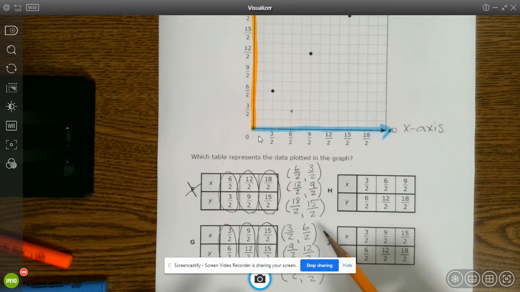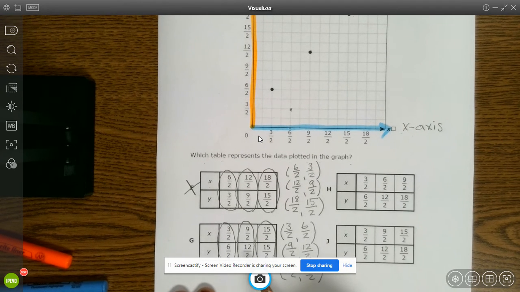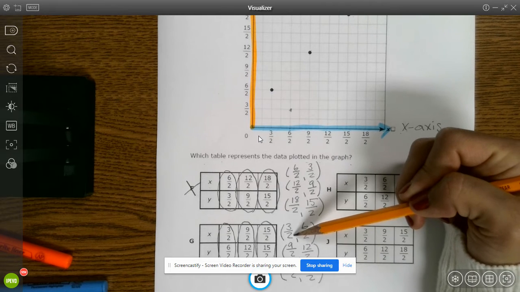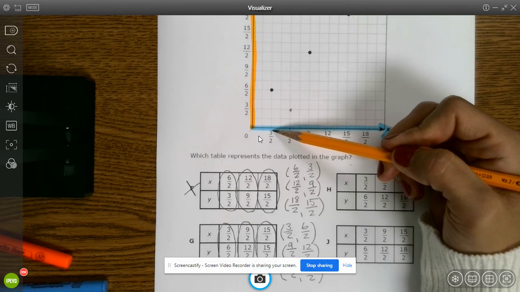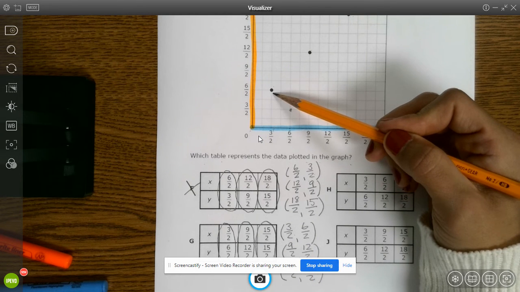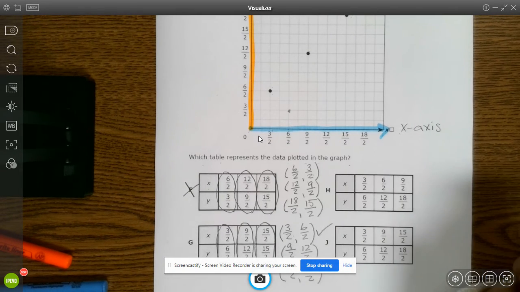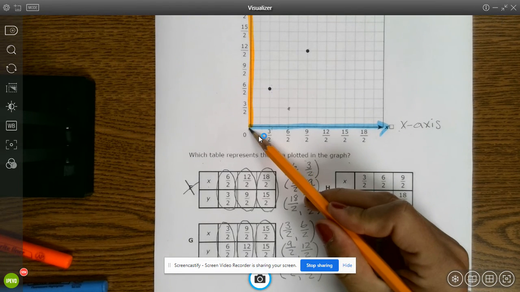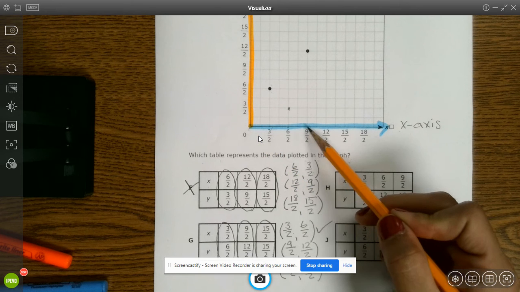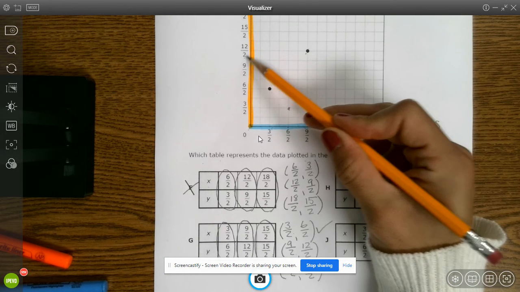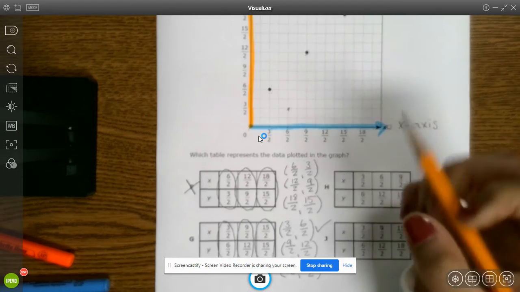Okay, now let's see if this table represents the dots that are plotted. So 3/2 is my x. I go over to 3/2 on my x-axis, and then 6/2 would be my y coordinate. So I'm going to go up to 6/2. Is there a dot there? Yes. So far this one checks off. Now I'm going to move on to the next one. I go over on my x-axis to 9/2. Here's 9/2. Then I go up to 12/2 for my y. Is there a dot there? Here's 12/2. There is a dot there. So that one checks off.